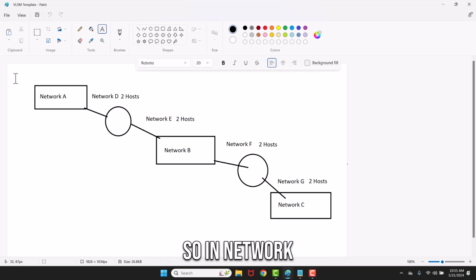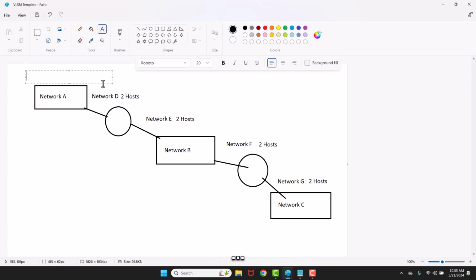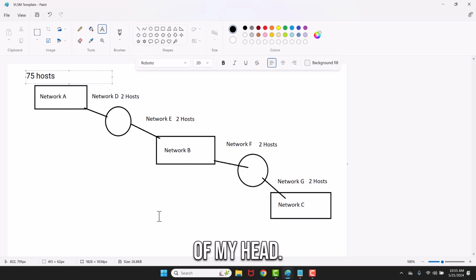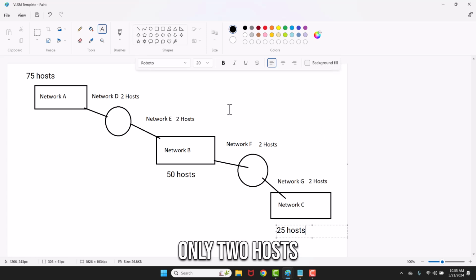So in network A, I'm going to need 75 hosts, and I'm just picking these numbers randomly off the top of my head. In network B, we're going to need 50 hosts. And in network C, we are going to need 25 hosts. And then, as you already see, for network D, E, F, and G, only 2 hosts apiece.